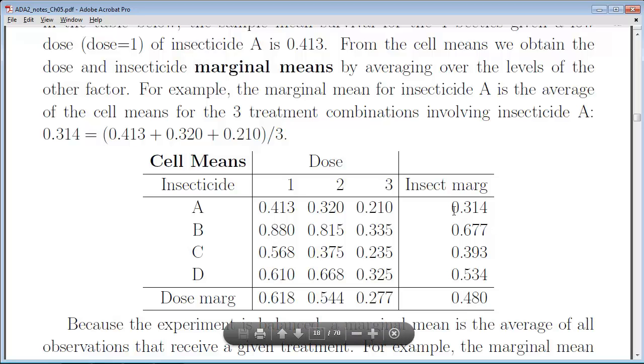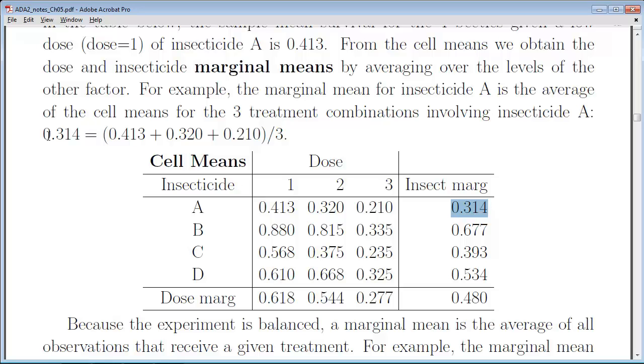So there's 2 ways to get 0.314. The first way is just to average all 12 observations that went into all these 3 means. But in general, that's a bad idea, because if you have an unbalanced design where you have many observations for the low dose and only a few observations for the high dose, when we care about the average survival time for insecticide A over doses, we don't want the condition that had lots of observations to overwhelm the average survival time for that insecticide.